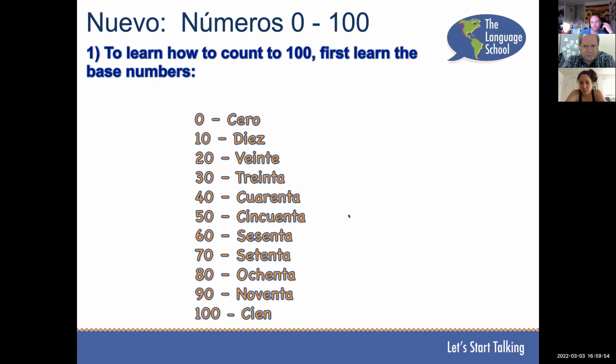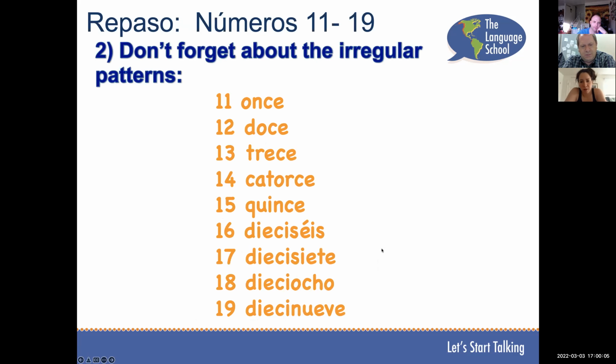Okay. So the first step to being able to count all the way to 100 is to at least break it down by the base numbers here, right? After that, it's helpful to understand where the irregularities are. So between 11 and 20 and 19, we see two patterns emerge here.